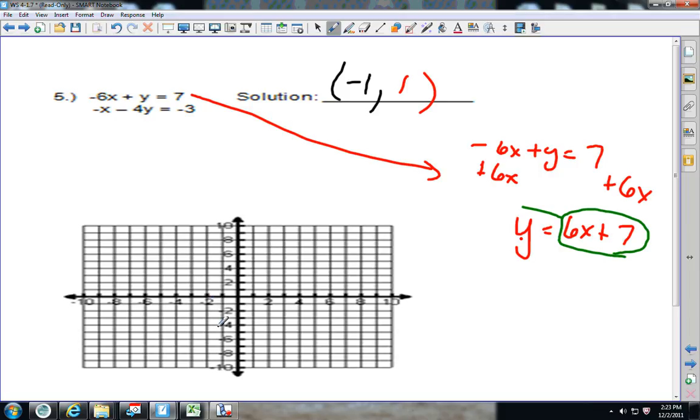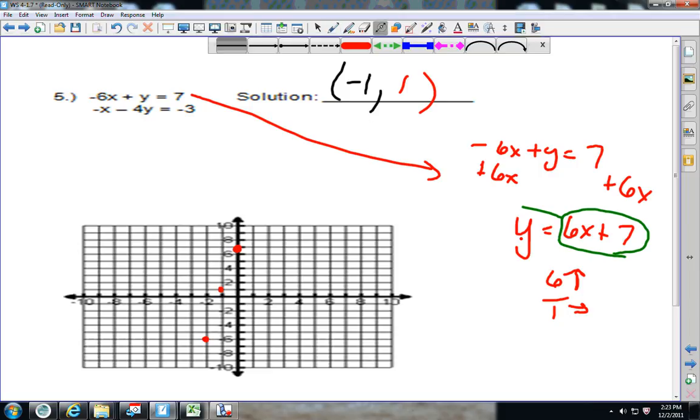So I did the first one, which means I go up to 7 and put a dot. My slope is 6 over 1. It means to go up 6 and to the right 1. Well, if I go up 6 and to the right 1, that kind of messes me up. I'm up above the line. So let's go down 6 and to the left 1. Down 6 and to the left 1. And then I can draw my line.